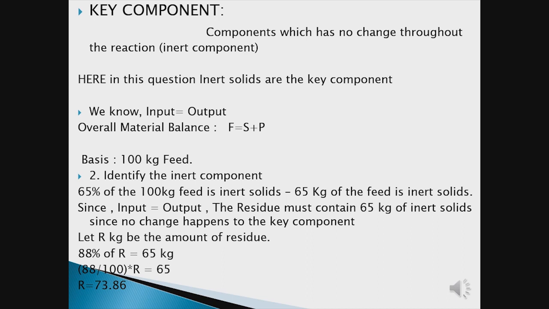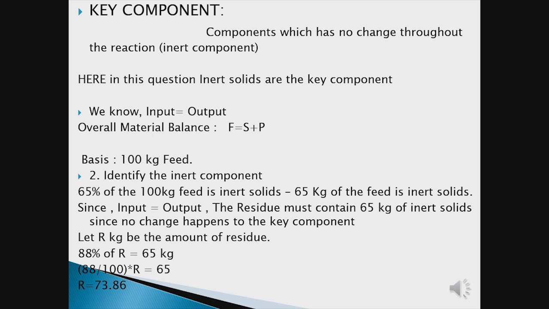Whatever is given to the system is received from the system. So there is no change. Nothing is accumulated, nothing is generated, nothing is consumed in the system for the key component. So whatever we give in the feed, we receive as the product. The concentration of the key component in the product and the feed is the same. So that's the key component. Here in this question, the inert solids are the key component. We can see that the inert component does not take part in any kind of reaction. So the inert solids are the key component in this question.